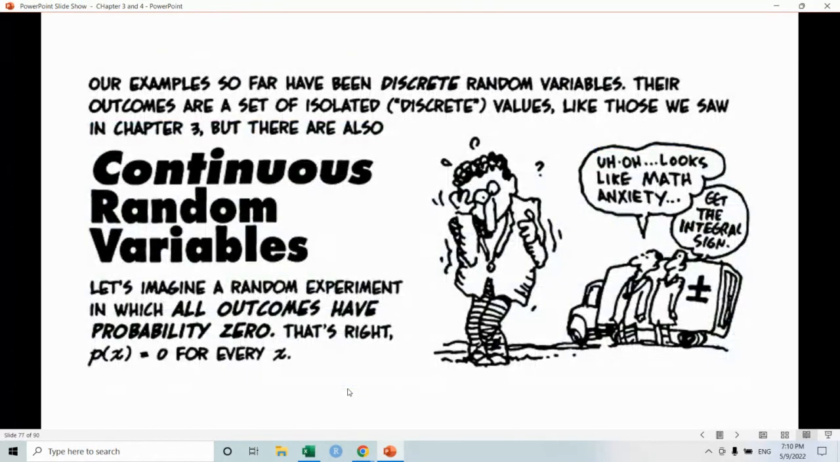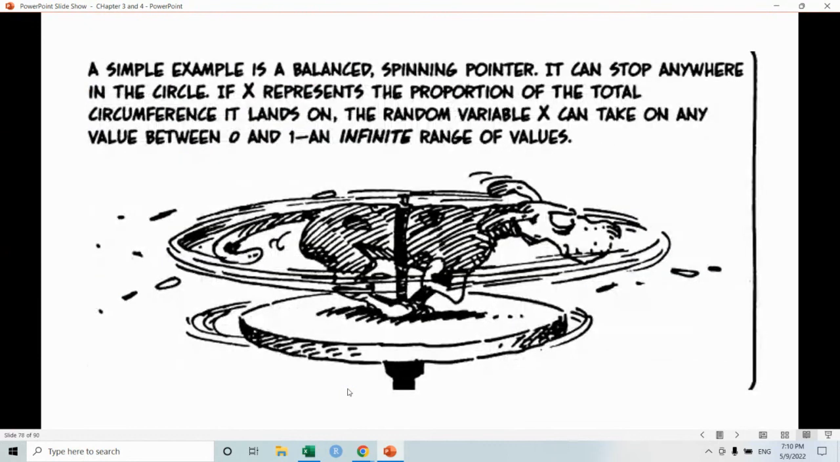So our examples so far have been discrete random variables, so their outcomes are a set of isolated or discrete values, like those we saw in Chapter 3, but there are also continuous random variables. So let's imagine a random experiment in which all outcomes have probability 0. That's right, probability x equals 0 for every x. A simple example is a balanced spinning pointer. It can stop anywhere in the circle if x represents the proportion of the total circumference it lands on. The random variable x can take on any value between 0 and 1, so an infinite range of values.